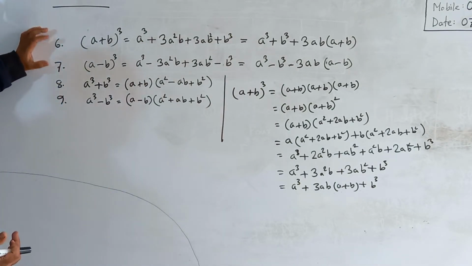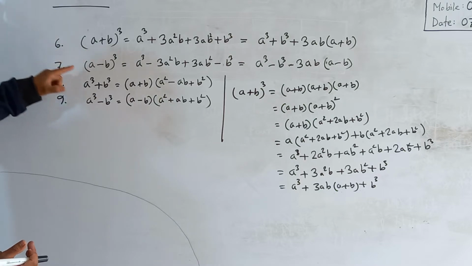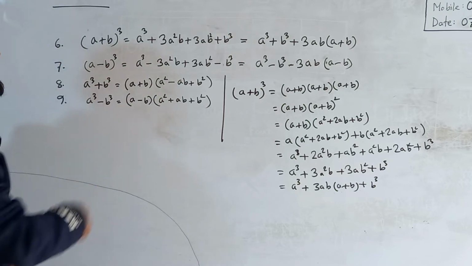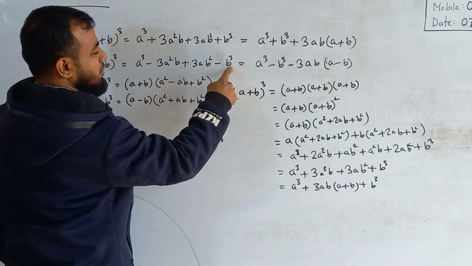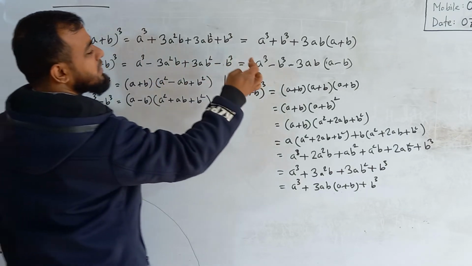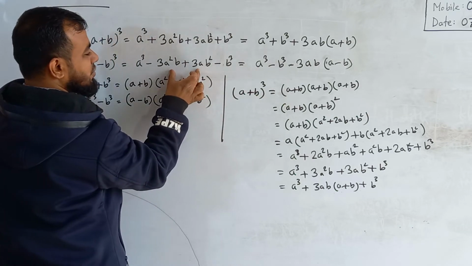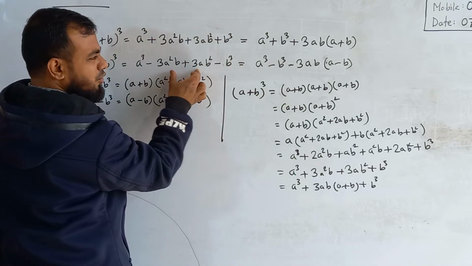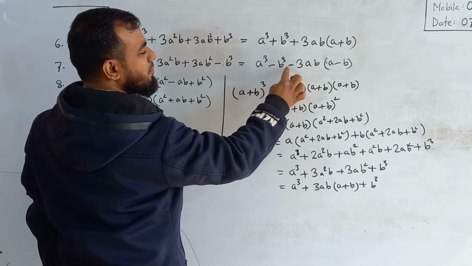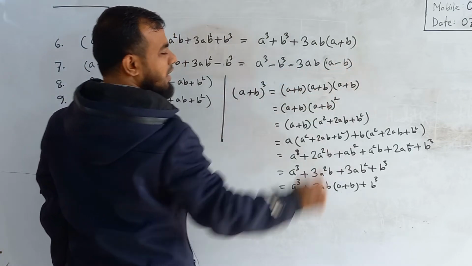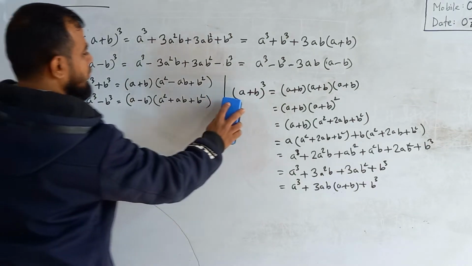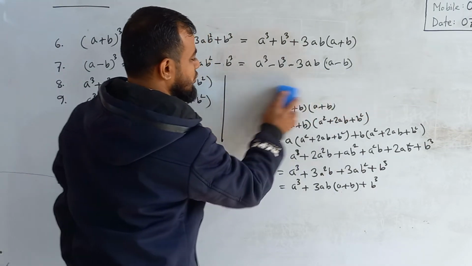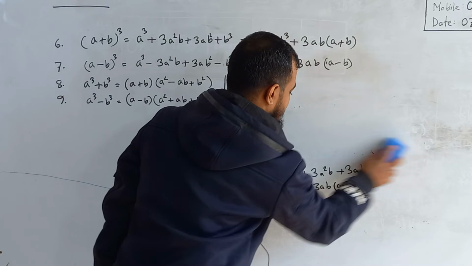And in this way, we can prove the second one also: (a-b) whole cube equals a cube minus 3a squared b plus 3ab squared minus b cube. This one also can be written by taking minus thrice ab as common from these two terms. We can write a cube minus b cube minus thrice ab into (a-b). And I am going to show you the corollary from the first two formulas of cubic.